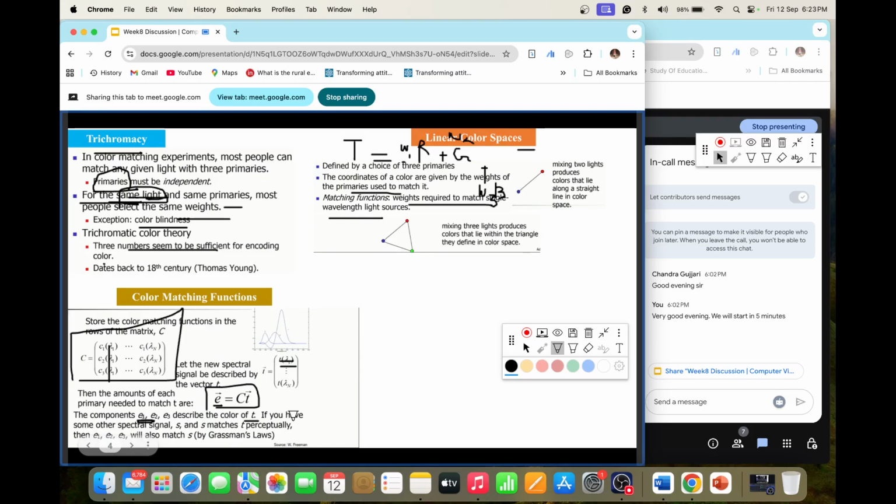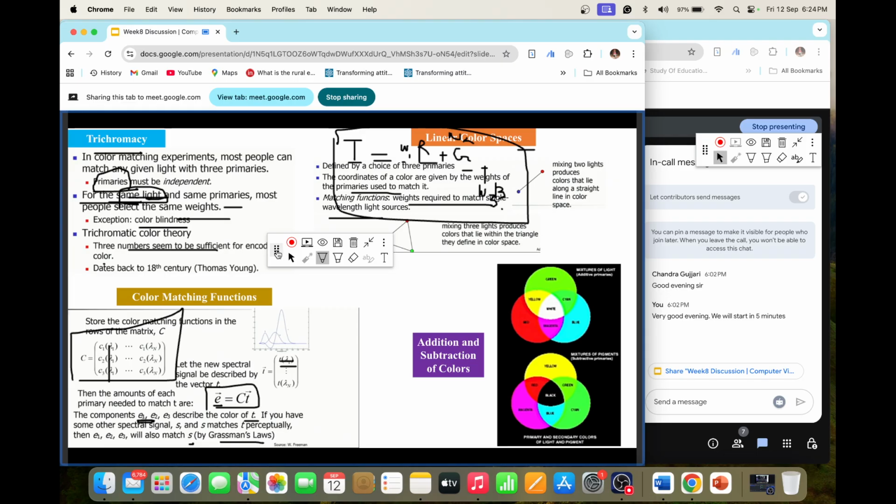And if, apart from T, we multiply with some signal S and each of E1, E2, E3 comes out the same, we can say that T and S are nothing but the same signal. That is known as Grassmann's law. This again is not very important, but you should always remember that any target color can be achieved by these three primaries R, G and B for the same light. Not for a different light source, but for a single light source, any target color can be achieved by these three primaries R, G, B with some weight associated with each. So this is what you should always remember.